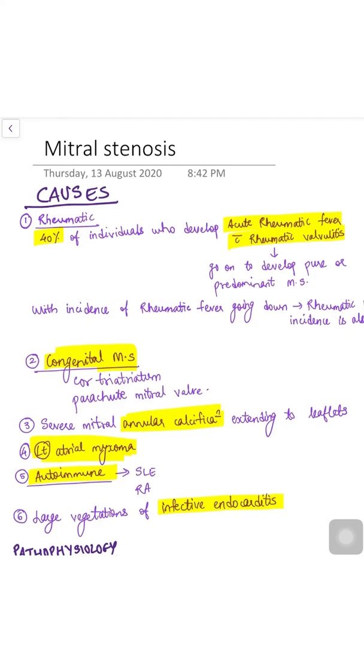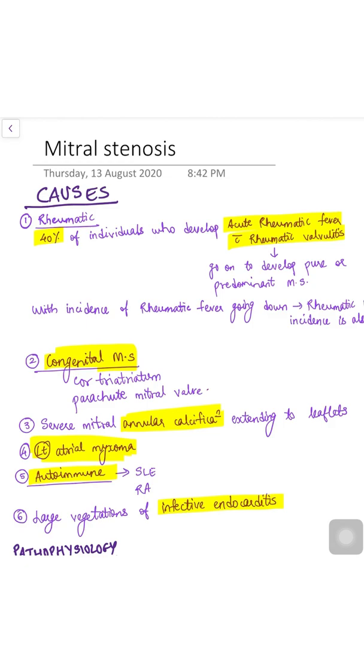Mitral stenosis. What are the causes of mitral stenosis? The most common cause of mitral stenosis in India is acute rheumatic fever. 40% of the individuals who develop acute rheumatic fever with rheumatic valvulitis are going to go on to develop a pure or a predominant mitral stenotic lesion.